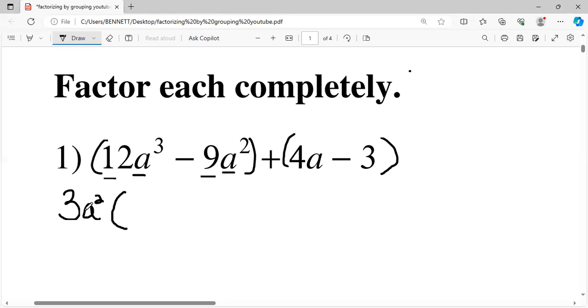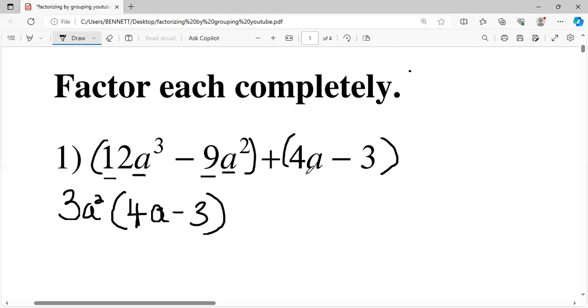Next, we're going to divide 12a^3 by 3a^2. Of course, 3 into 12 goes 4 times. Next, a^3 divided by a^2 gives a. And next, we can say 3a^2 into 9a^2. Of course, 3 into 9 goes 3 times, and a^2 cancels itself. So we are left with 4a minus 3.